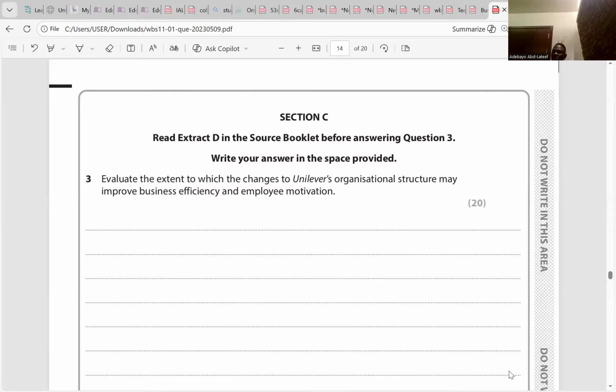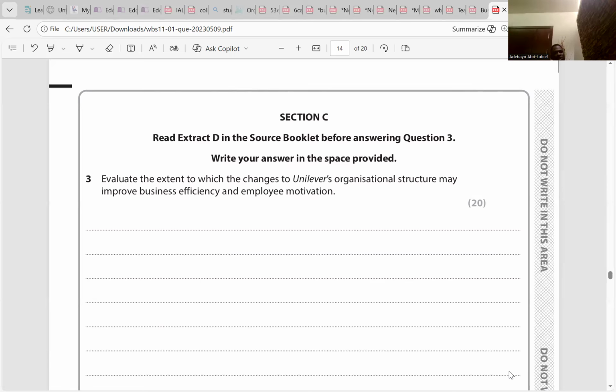However, moving from a matrix structure can have significant setbacks. Number one, shortage of skilled workers. According to the extract, 15% of senior managers are expected to lose their jobs, and senior managers are expected to have experience and expertise. So that might bring about a shortage of skilled workers. If you are lacking skilled, expert workers, there's a likelihood of inefficiency. Do you get the first point here?